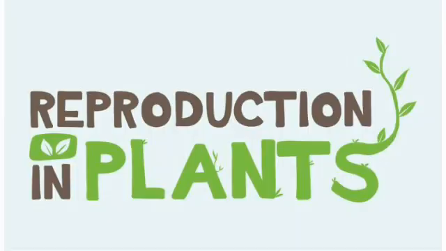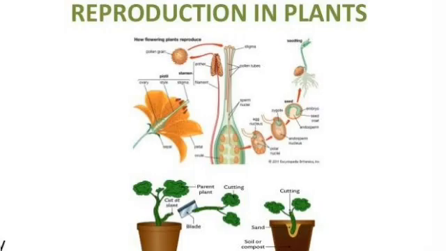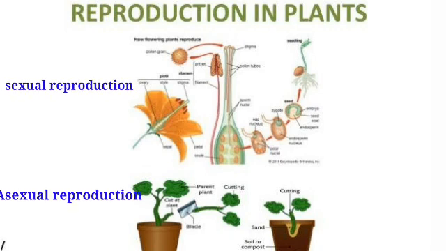Okay, cuties. Today we are going to study about reproduction in plants. Are you ready? Reproduction. Reproduction is the process by which new plants of the same species are produced. There are two kinds of reproduction that take place in plants. They are sexual reproduction and asexual reproduction.